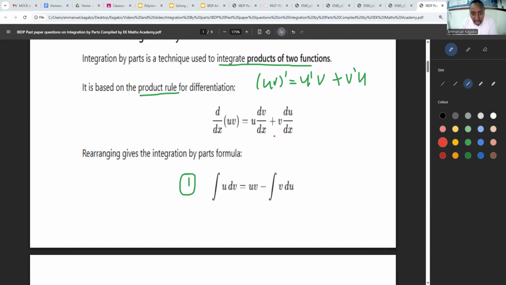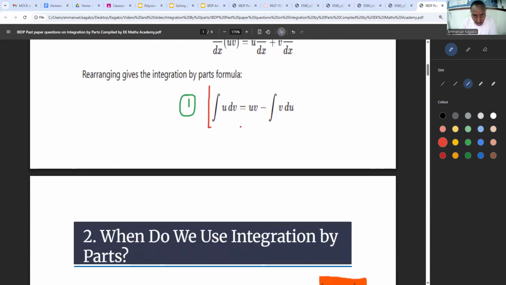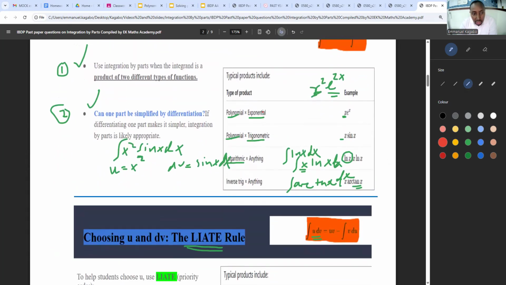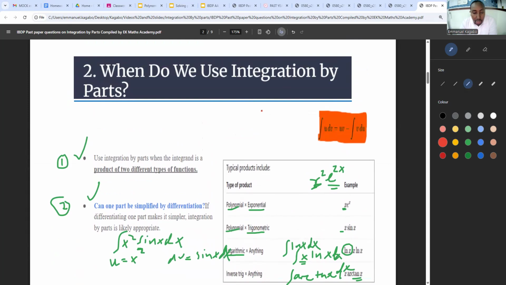I explained this formula, which is very important, okay? Whenever you're doing integration by parts, this is the formula you're supposed to be using: integral of u dv equals uv minus the integral of v du. Very important. I even explained in detail how you know when you are going to use integration by parts, so it's always important to pay attention to that.